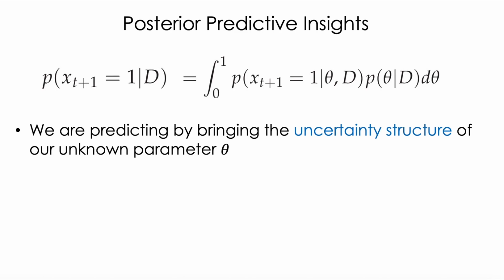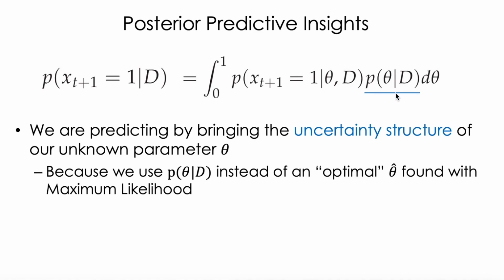So let's see some insights around the posterior predictive. Recall that now we are predicting by bringing the uncertainty structure of our unknown parameter theta through the posterior distribution here. We are using the probability of theta given the data instead of using theta hat, for example, the optimal found with maximum likelihood. In that case, note that if we decided to use the optimal theta hat instead of the posterior predictive, we wouldn't be Bayesians and we would have to use the optimal value, which is just counting the number of heads and dividing by the total number of flips.